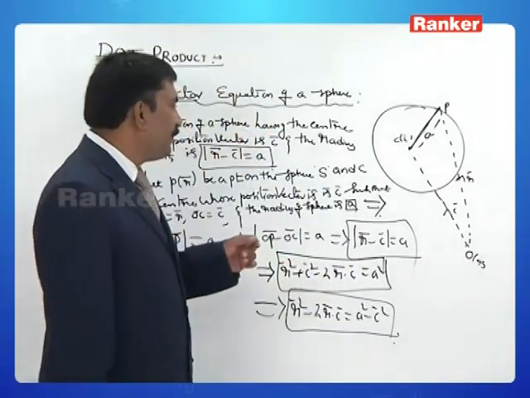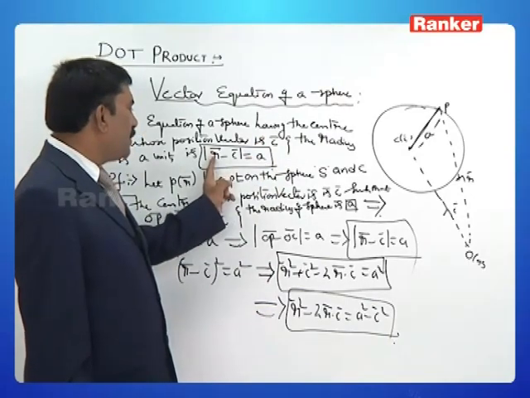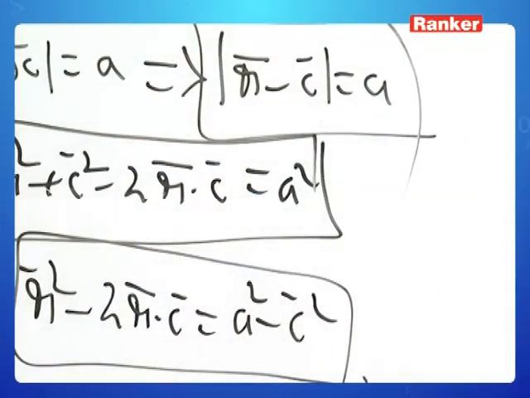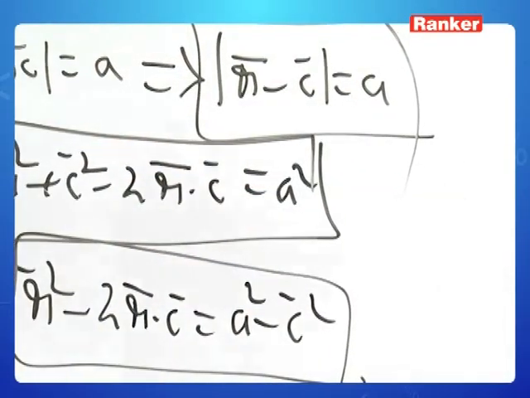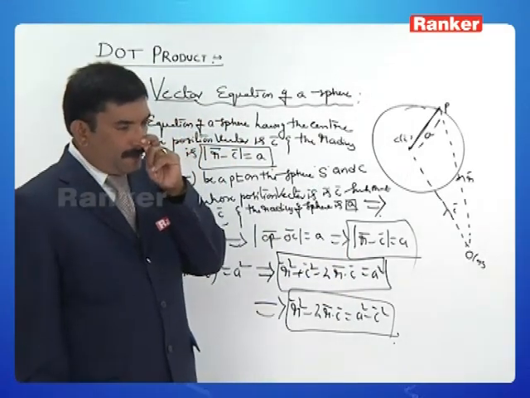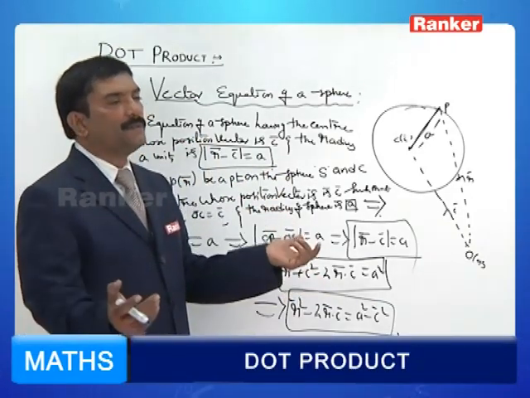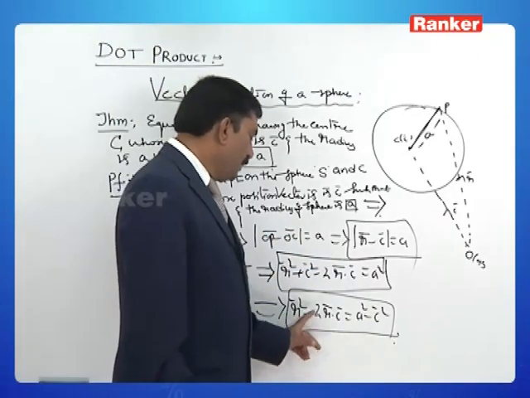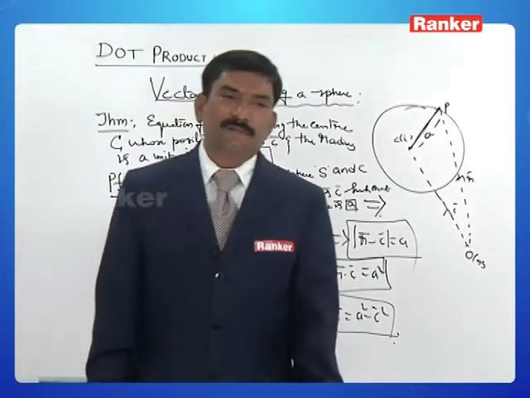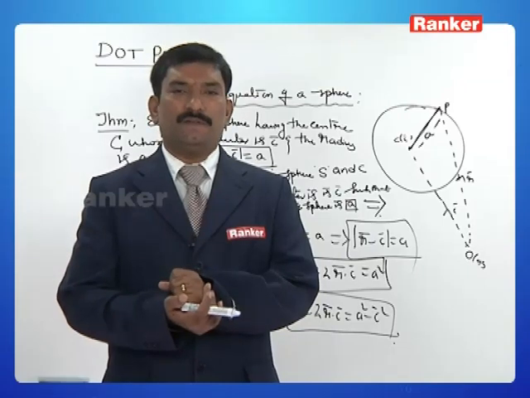Remember, the equation of a sphere with center C and radius A is modulus of R bar minus C bar is equal to A, or R bar square plus C bar square minus 2 into R bar dot C bar is equal to A square. C square and A square are nothing but scalars. If you square any vector, it becomes a scalar. Now R square minus 2 R bar dot C bar is equal to A square minus C square. This represents the equation of a sphere.